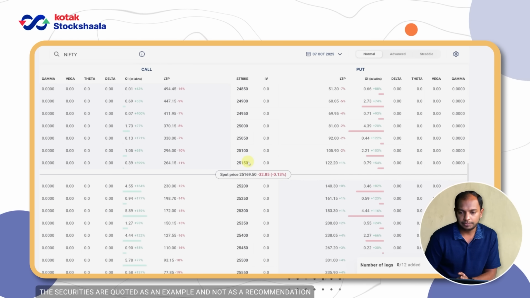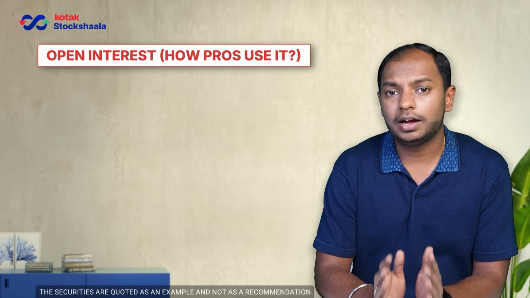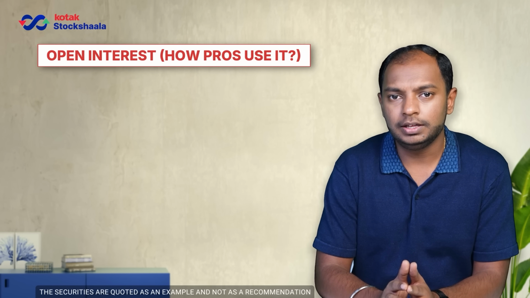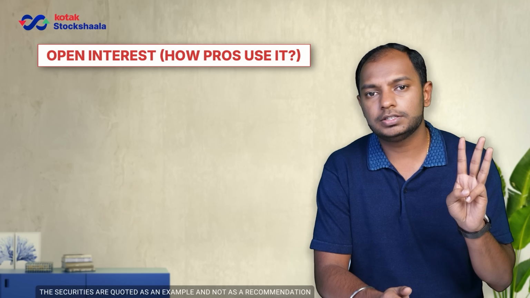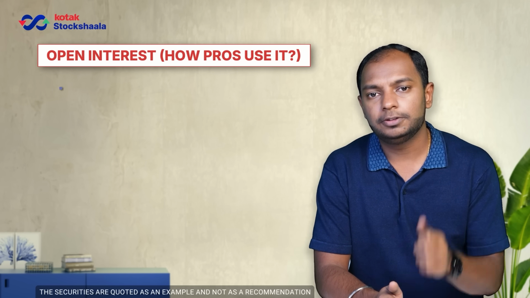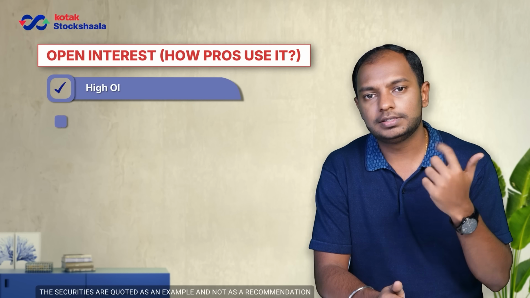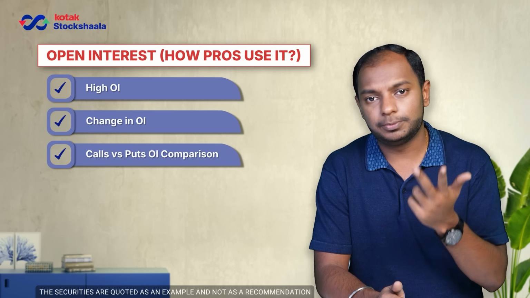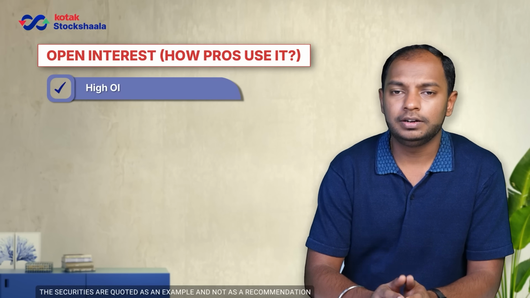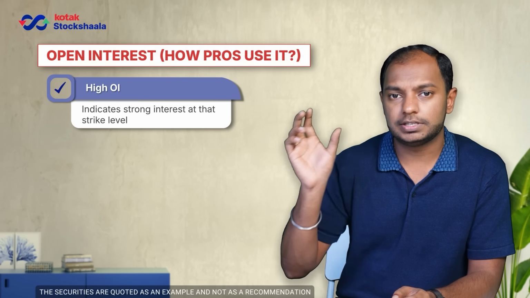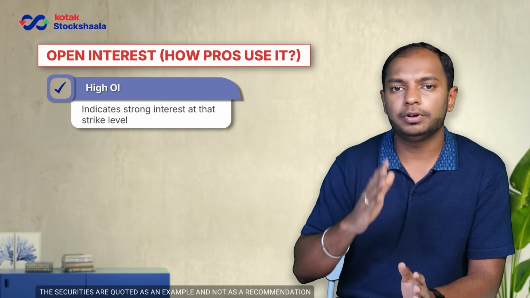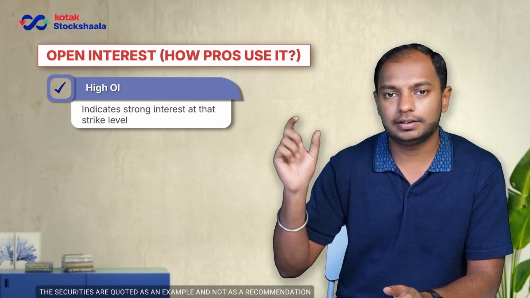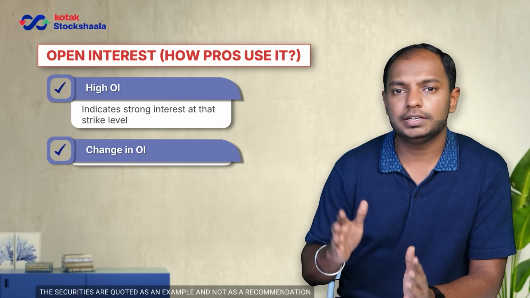But just to give you a high level overview of what is OI, let's consider three different conditions of how pros use this. The first one is high OI, the second one is change in OI, and the third one is calls versus puts. Considering the first one, if there is high OI at a specific strike, it means that more participants are interested at that level. The second one, change in OI.